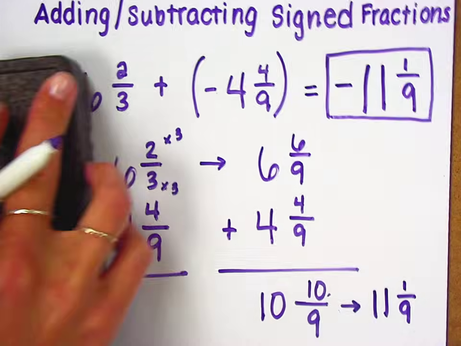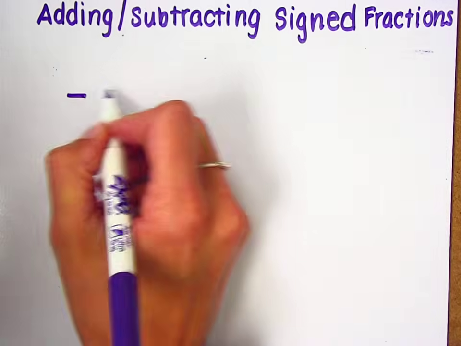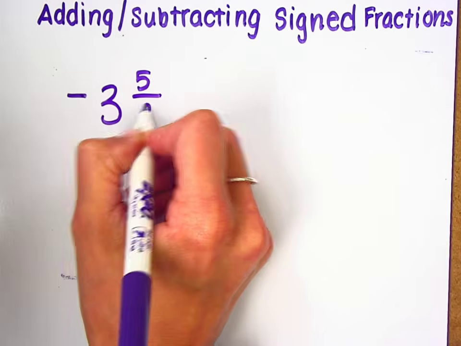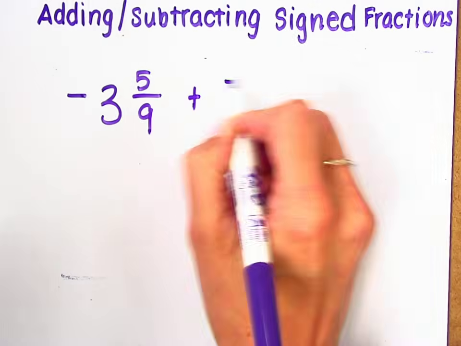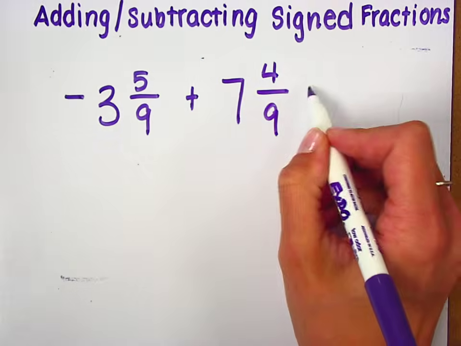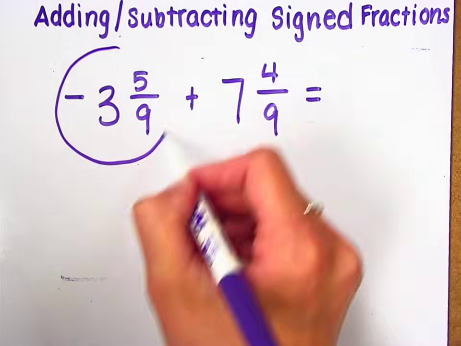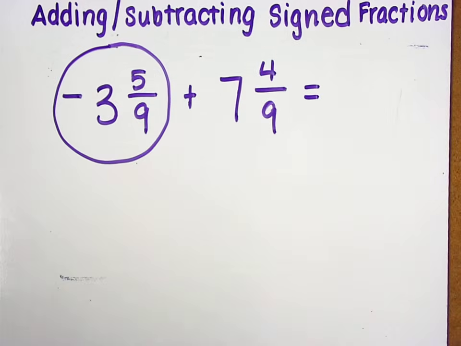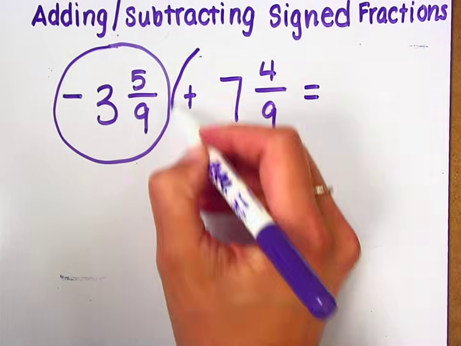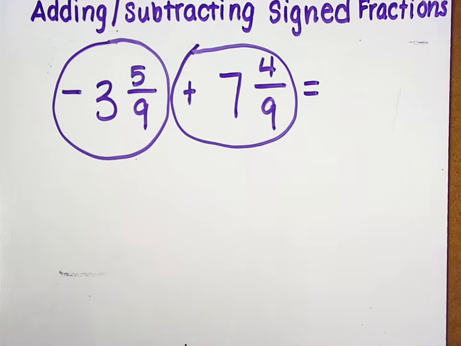The next example that we're going to look at is going to be negative 3 and 5/9 plus 7 and 4/9. So again, the first question that I want to ask myself here is, are the signs the same or are they different? In this case, I know that I have negative 3 and 5/9, so I have a negative rational number, and positive 7 and 4/9, so I have a positive number. So my signs here are different.